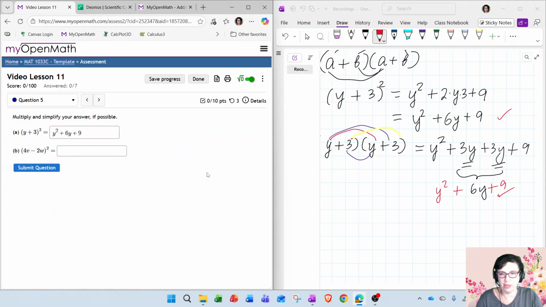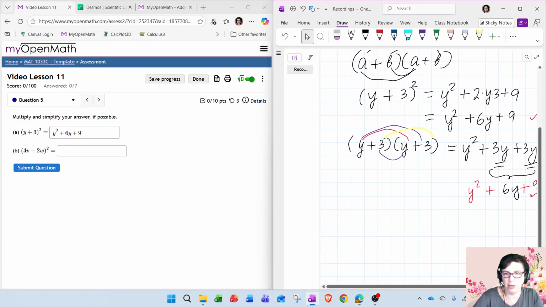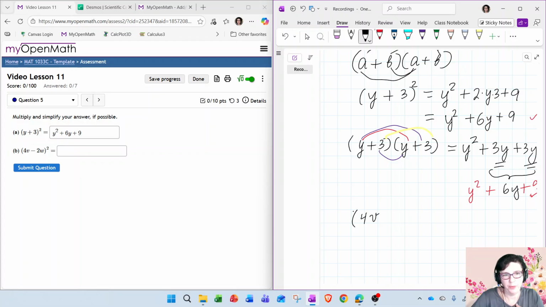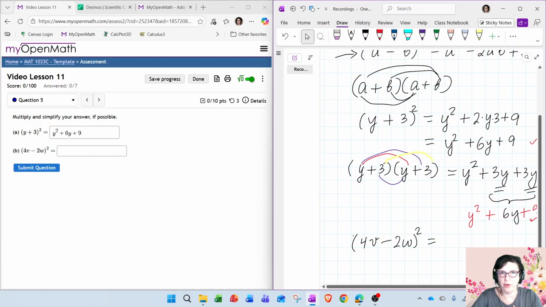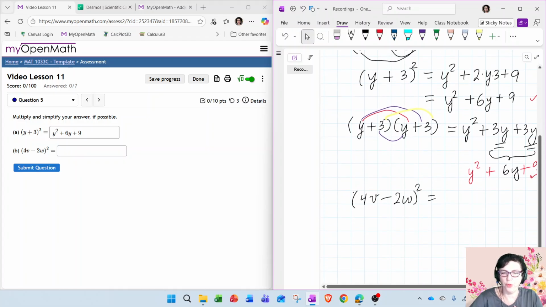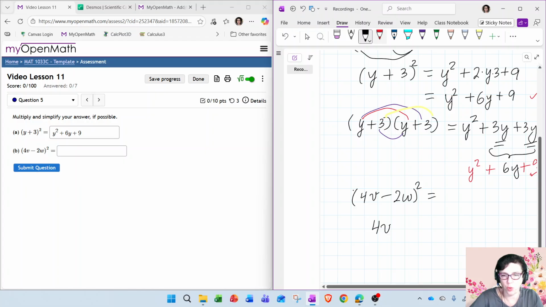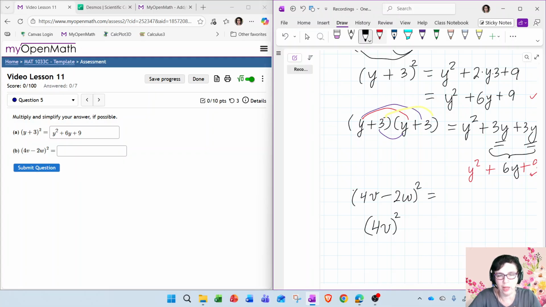Now let's look at the last example. For the last example here, I think I'm just going to use the pattern instead of doing the FOIL. So let me show you. I have 4v minus 2w, and I square that. The pattern says, this is the pattern right here, first square the first term. Now, very, very important, when you do that, the 4v, you are squaring that whole thing. You're not just squaring v, which is a very common mistake, and leaving 4. Nope. This is 4v multiplied by itself.